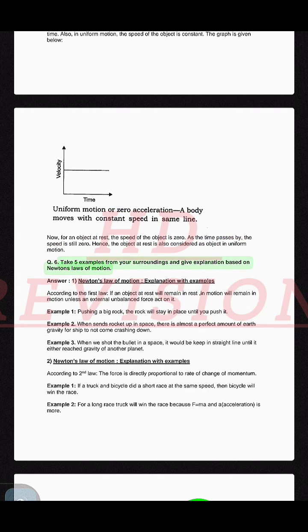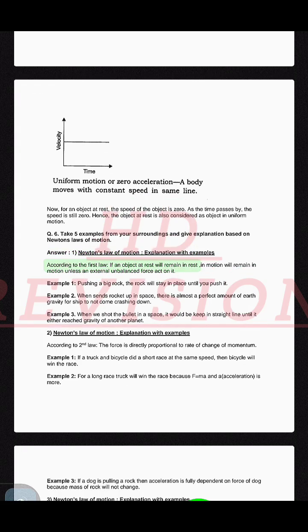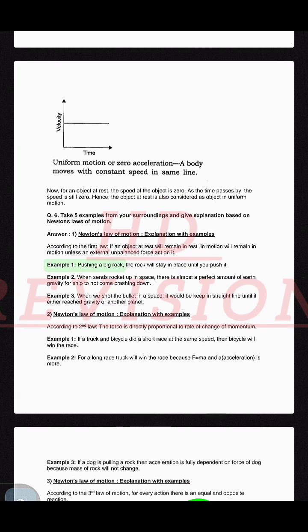Q6. Take 5 examples from your surroundings and give explanation based on Newton's laws of motion. Answer: 1. Newton's first law of motion. Explanation with examples: According to the first law, an object at rest will remain at rest, and an object in motion will remain in motion, unless an external unbalanced force acts on it. Example 1: Pushing a big rock, the rock will stay in place until you push it.